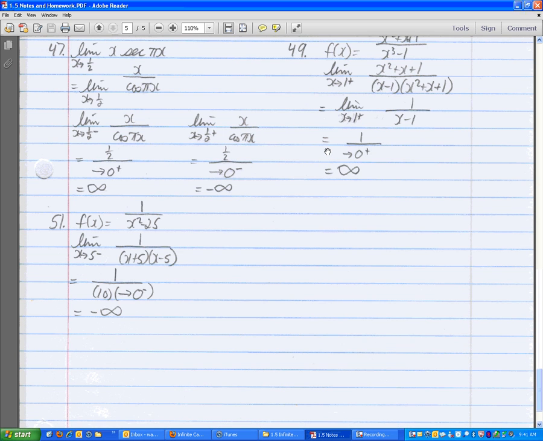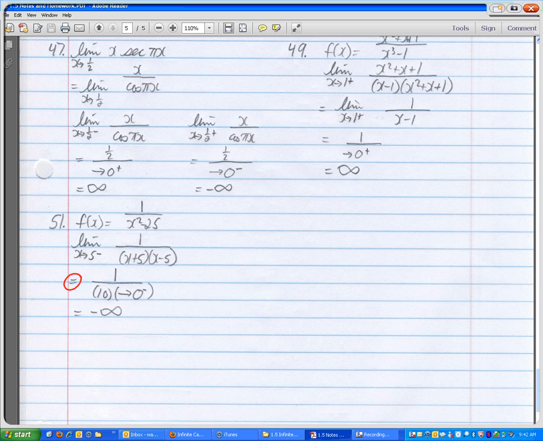All right, let's see. The directions this time: use a graphing utility to graph the function and determine the one-sided limit. First, let's make sure we can figure it out without using a calculator. We're supposed to find the limit as x approaches 5 from the left of 1 over x squared minus 25. Factor that. It's a difference of two squares, so you get the quantity x plus 5 times the quantity x minus 5.